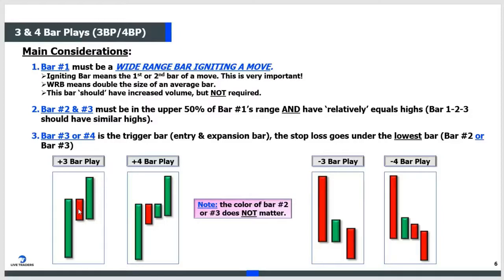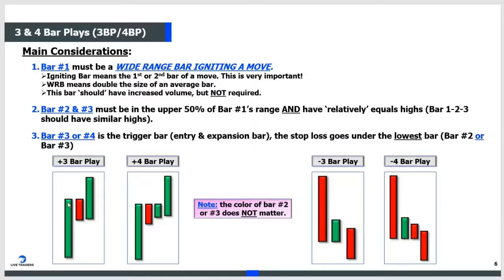And now, obviously, we'll talk later about spreads and things of that nature, but as long as it's in the upper 50%, you're good, okay? They should have relatively equal highs, okay? So if the high of bar number 1 is $50, you want the high of bar number 2 to be about $50. If it's at 50.02 or 49.97, that's fine.